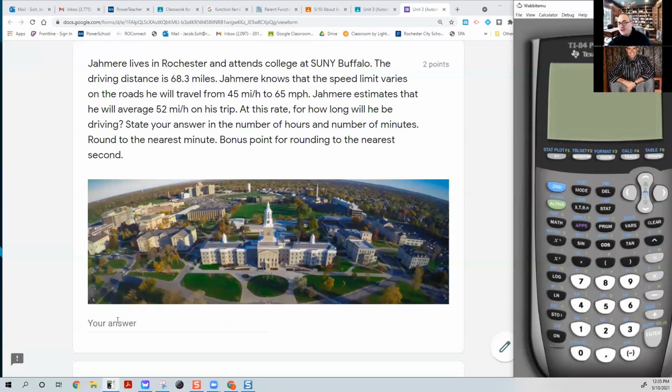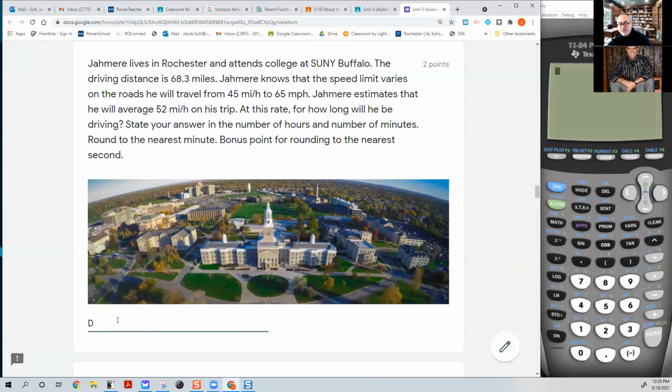All right, hopefully you've started already. I would say start with your formula. All right, distance equals rate times time. You know the distance is going to be 68.3. You know the rate is estimated to be 52. What is time in this instance?